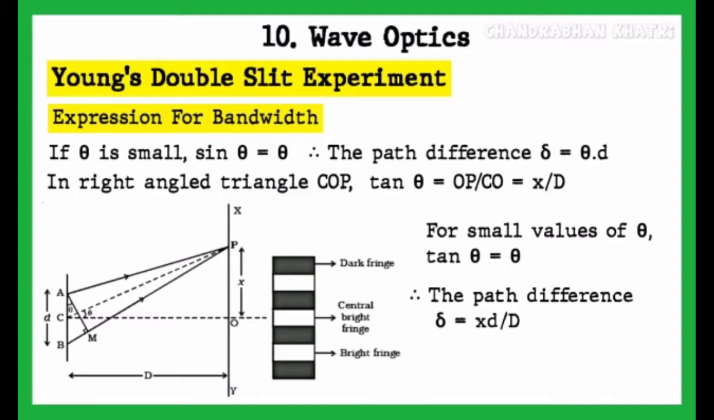In right angle triangle COP, as you can see in this diagram, tan theta is equal to OP upon CO, that is equal to x upon capital D. So tan theta is equal to x upon capital D. For small values of theta, tan theta is also equal to theta. So in this case, the path difference delta is equal to x small d upon capital D.